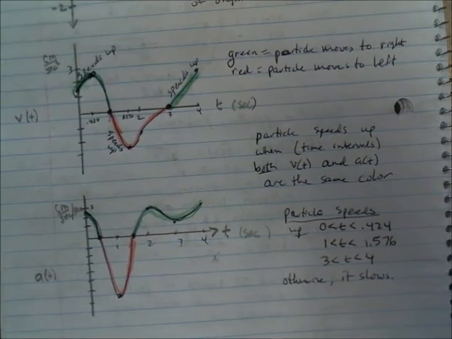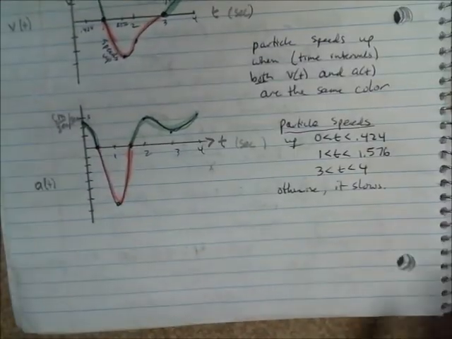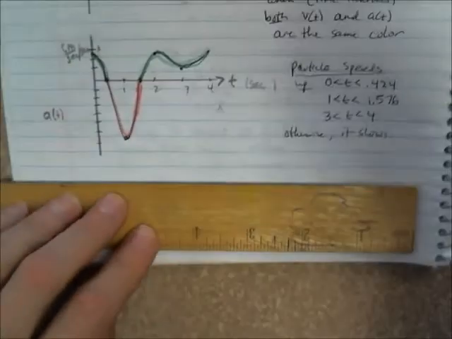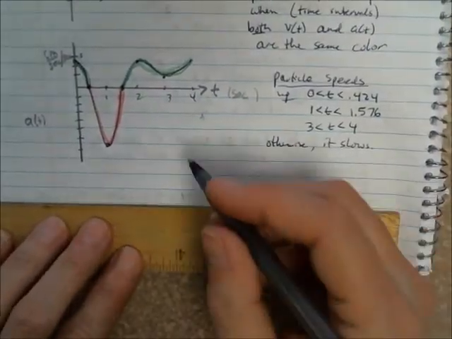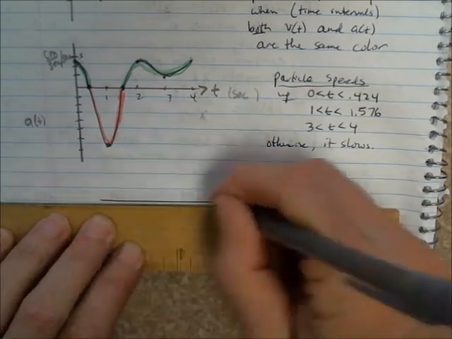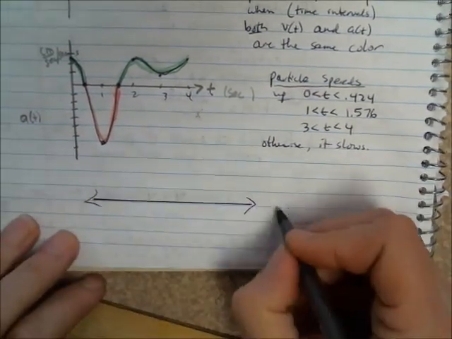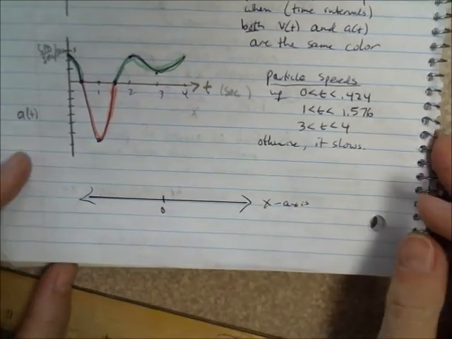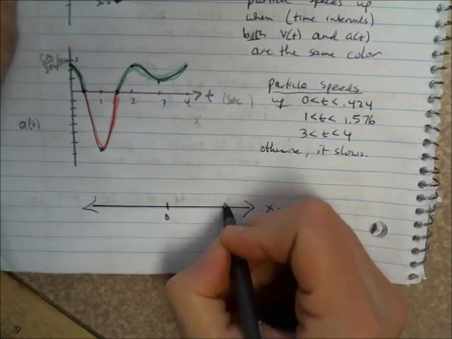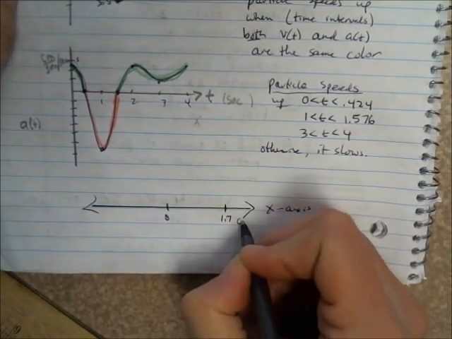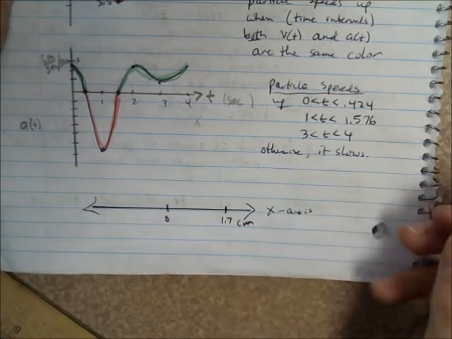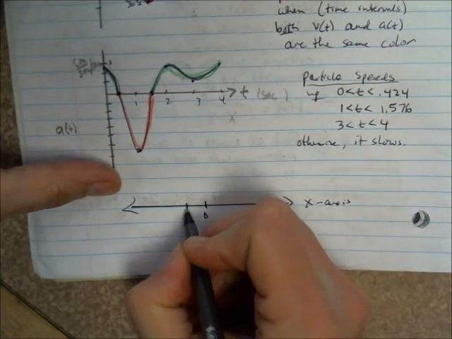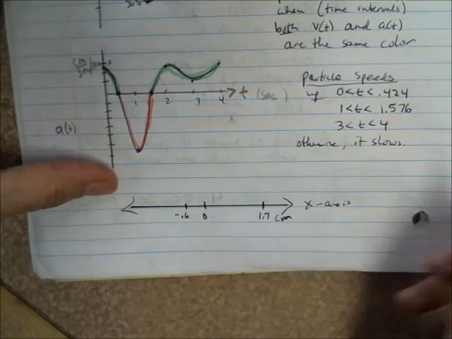All right, so the last thing I'm going to do is indicate this particle movement on the x-axis. So let's draw an x-axis way down at the bottom, and we'll see where this particle is going. Here's our x-axis. Here's our origin, 0, 0. This moves to the right until it gets to that 1.7 centimeters away. That was the furthest to the right it moved. And if you remember, the furthest to the left it moved would be that negative 0.6 centimeters.